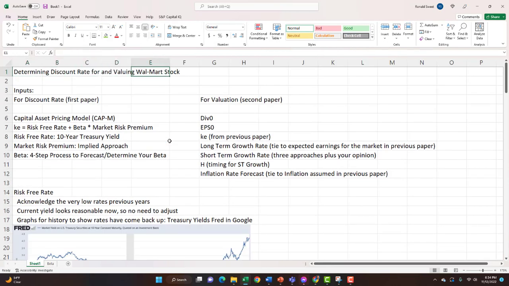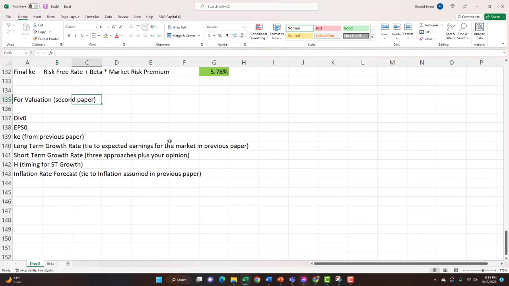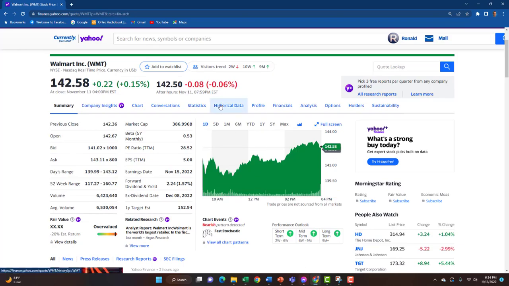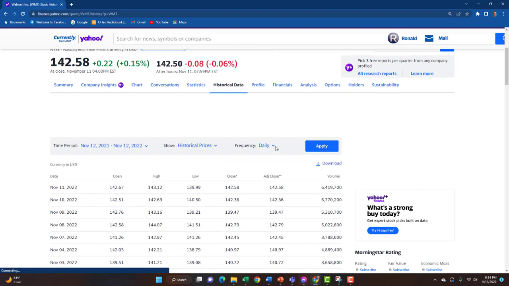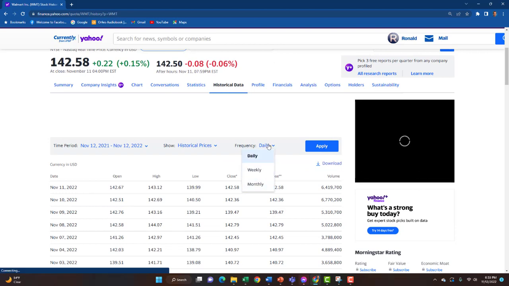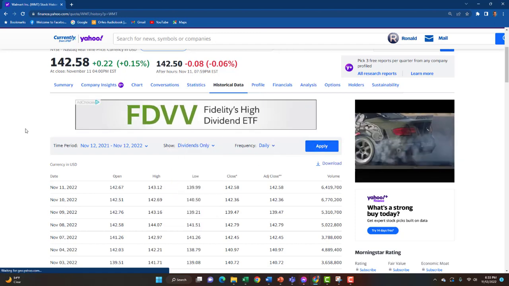So now what we want to do is the valuation. I'm going to move the valuation material down below here. And so let's look at the pieces that we need. So we need dividend 0. For dividend 0, what you do there is you click on historical data and you click on, well, it doesn't matter, daily, but we're just going to do dividends only and apply.